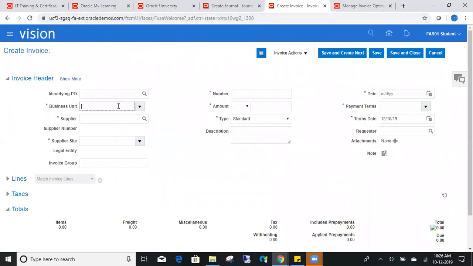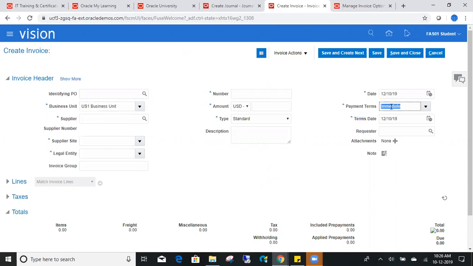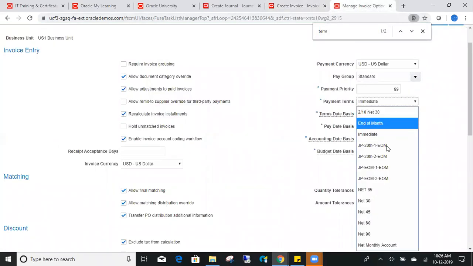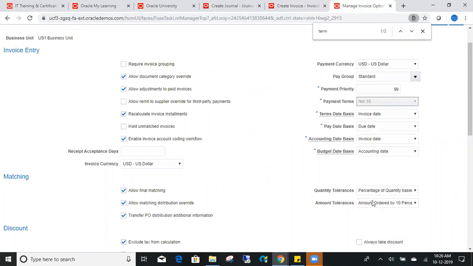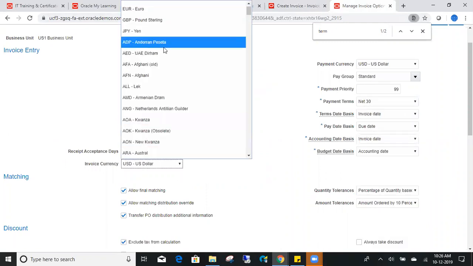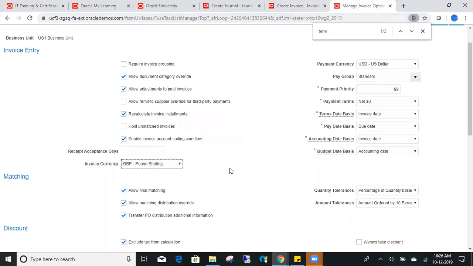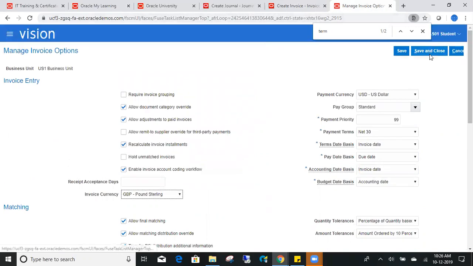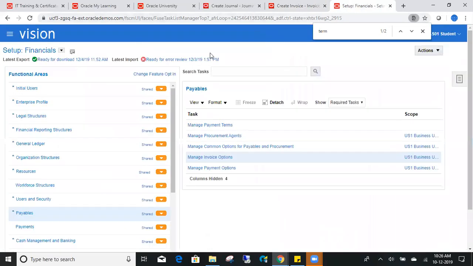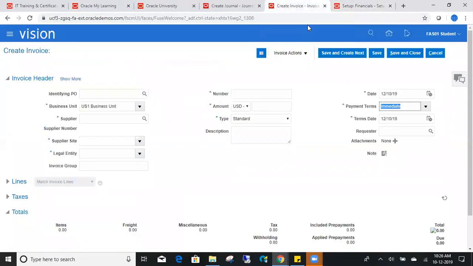See, I am using a US1 BU, right? So I'm just giving US1 BU. If you are checking here, it got immediate. Here you got a USD currency, right? So now what I'm doing is, from immediate I'm changing to net 30, and also the currency from USD I'm changing to GBP. Okay, so let me click save and close. This is for US1 BU, right? Let us check now.